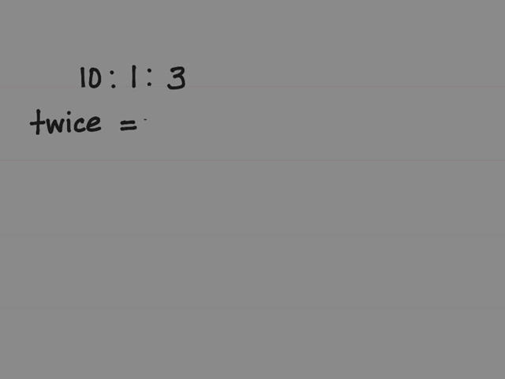Twice the amount of this ratio, or double the amount of this ratio, is found by multiplying the first ratio by 2. So 10 times 2 is 20, 1 times 2 is 2, 3 times 2 is 6.